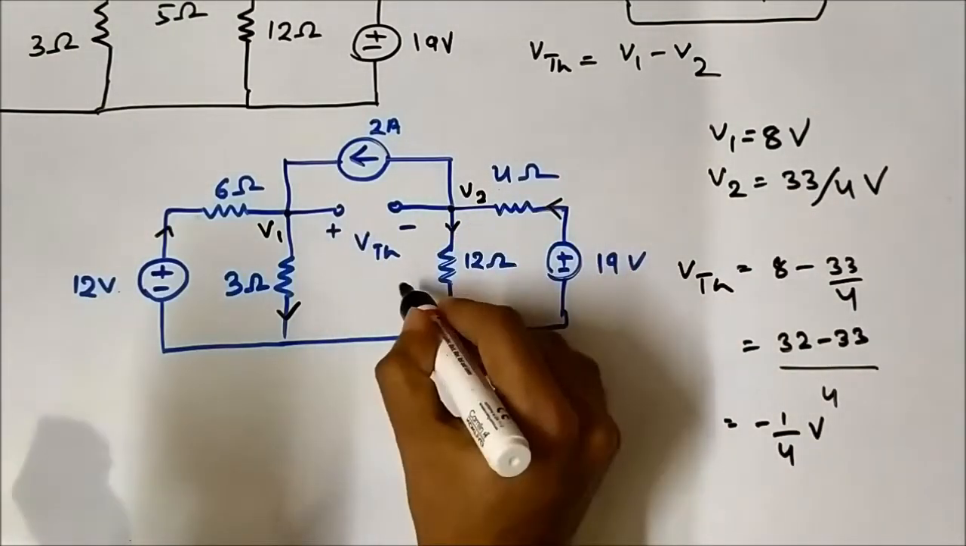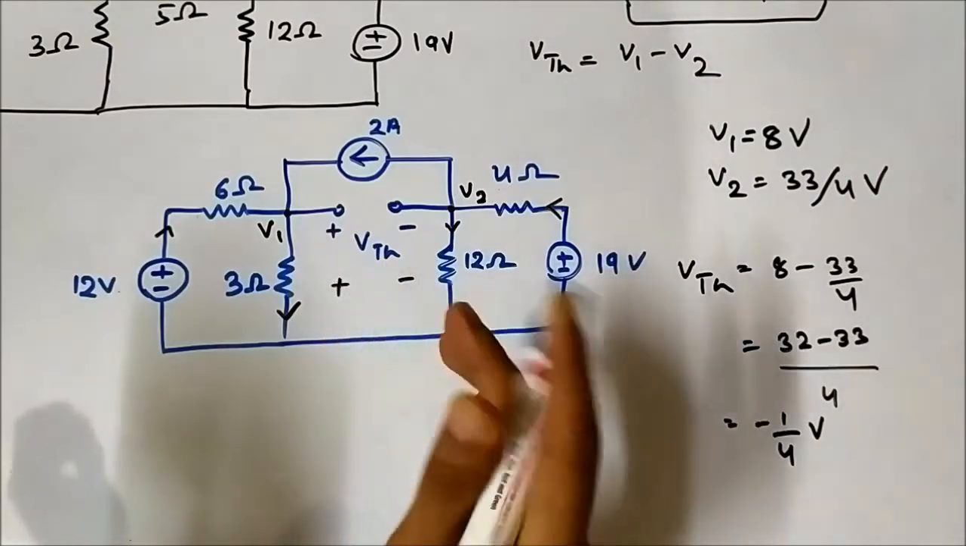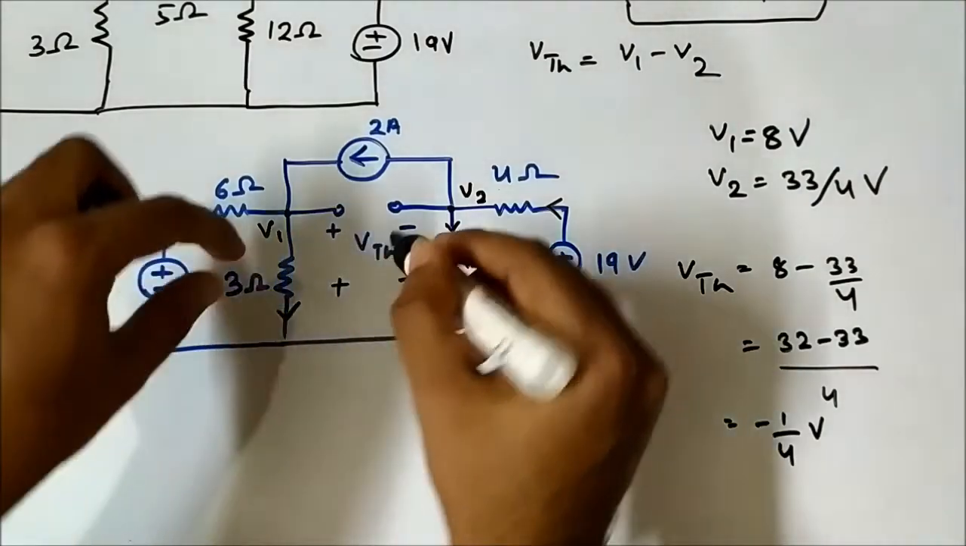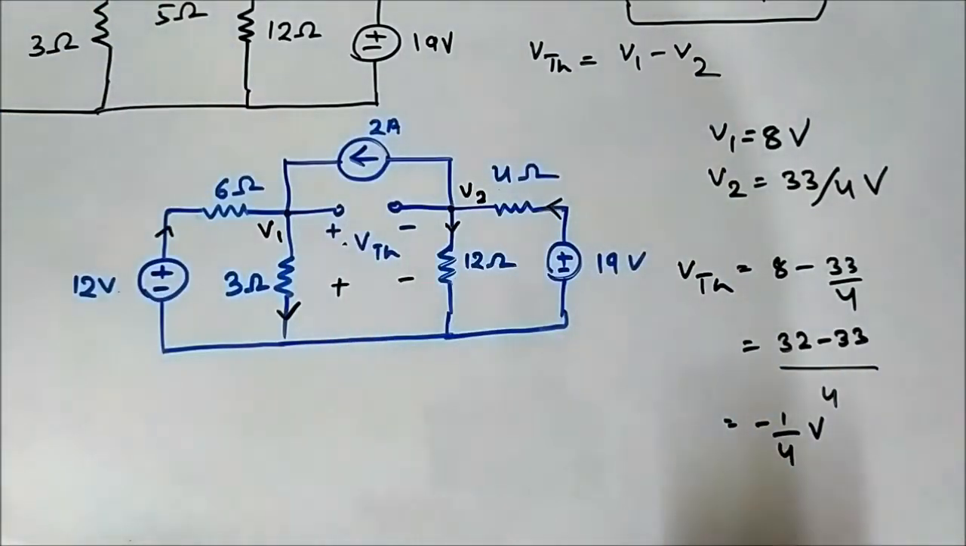It is actually in this way, minus plus. But that does not mean that it is wrong. The answer is not wrong. It's just that the polarity which we assumed, plus minus, is the opposite of that. Okay, so we have calculated VTH. Now let us calculate RTH.